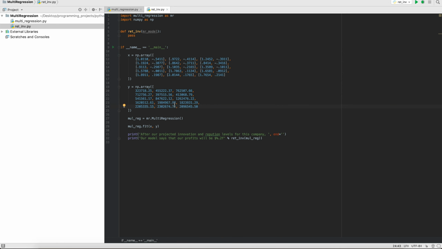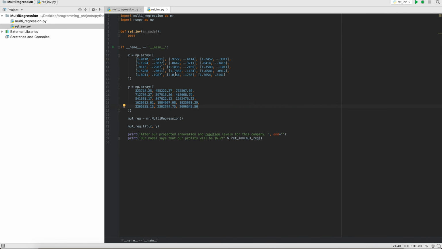So in our particular case, I've already gone ahead and put in all the input variables, and I have already put in all the outputs. So these are the reputation and innovation pairs, which are our inputs, and these are our market values.